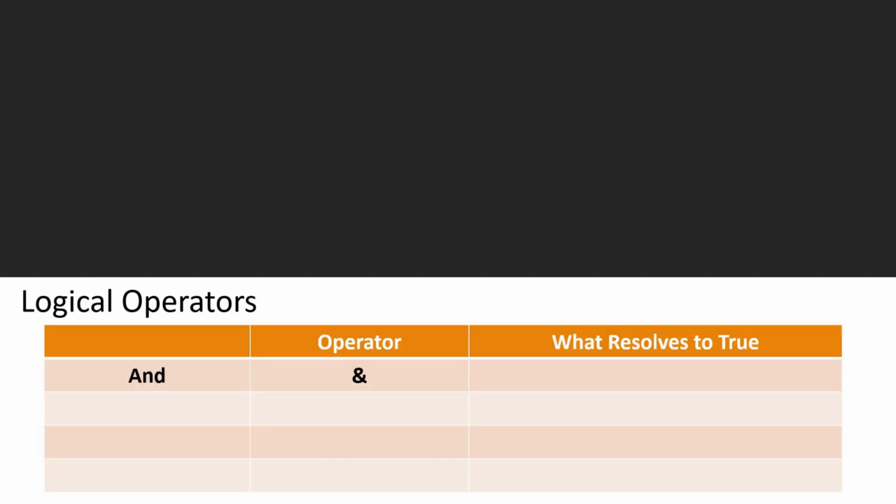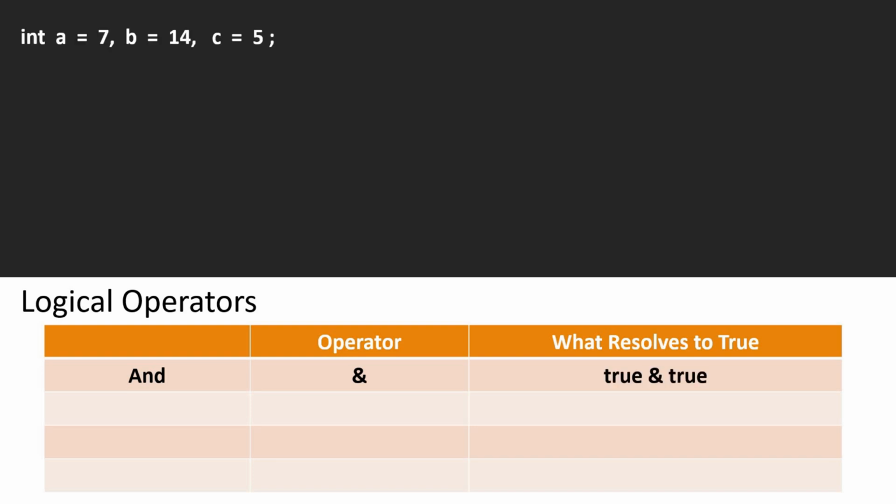Now let's look at the individual logical operators. And there are 4 basic logical operators. So the first one we have here is the AND logical operator. Notice that the operator is a single ampersand. And this operator only resolves to true if you combine 2 true values. So let's take a look at an example.